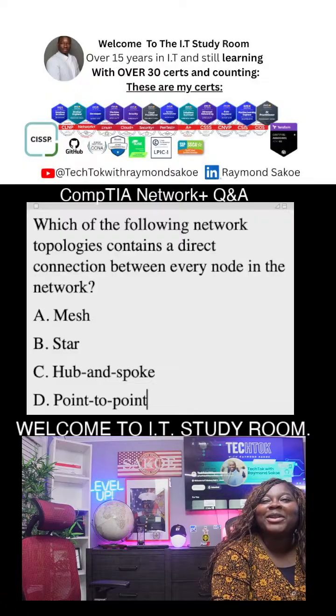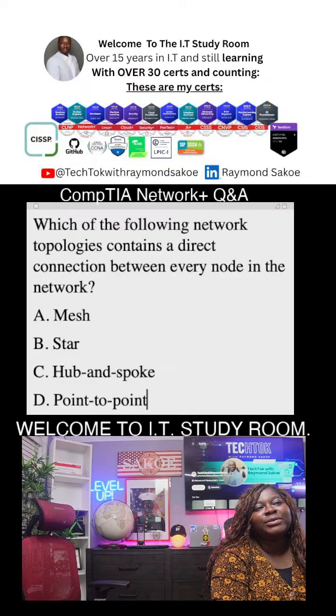Okay, which of the following network topologies contains a direct connection between every node in the network?